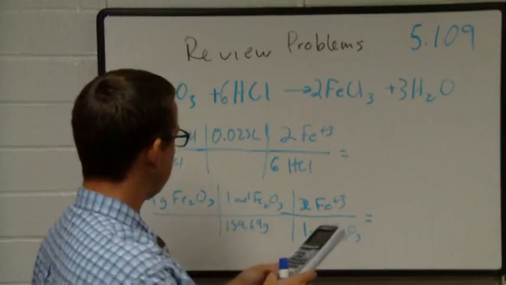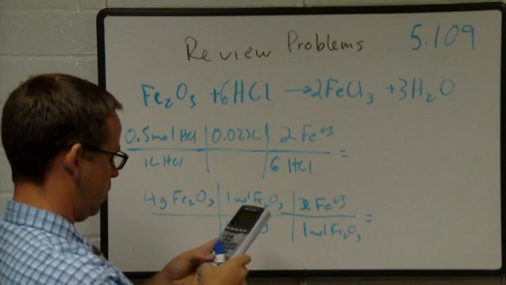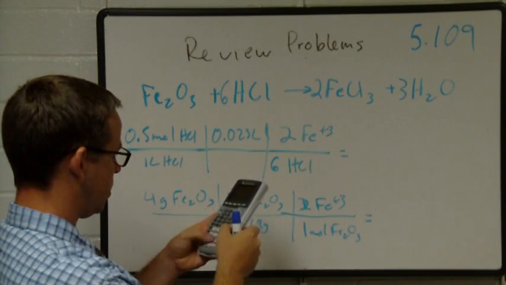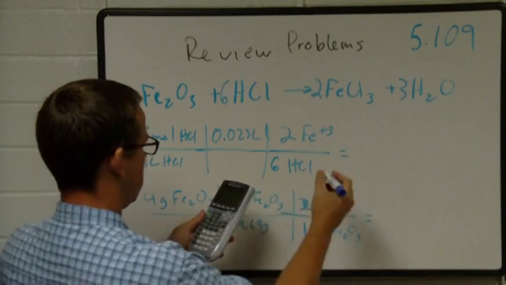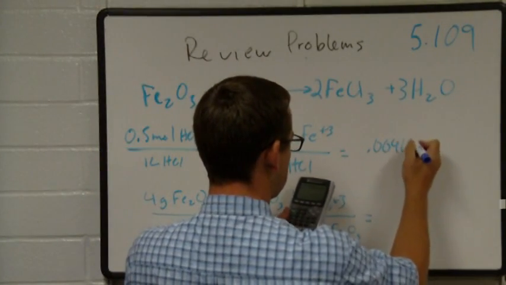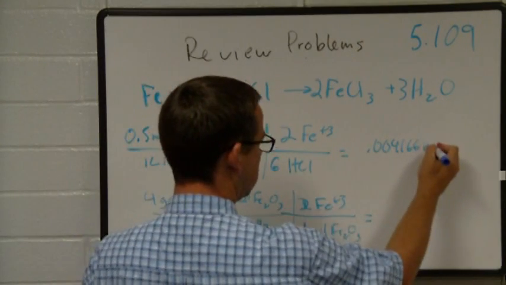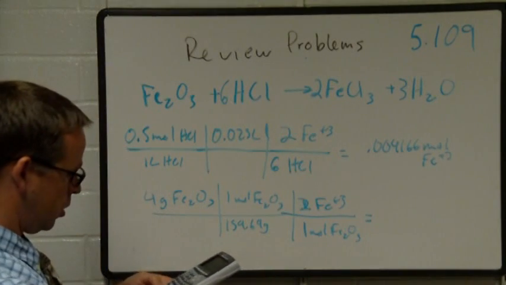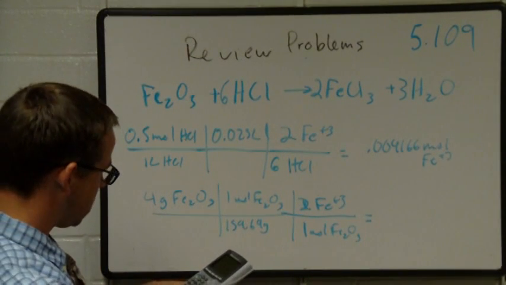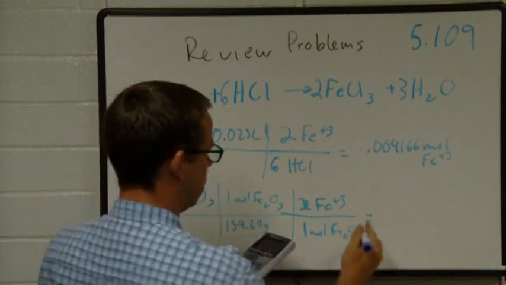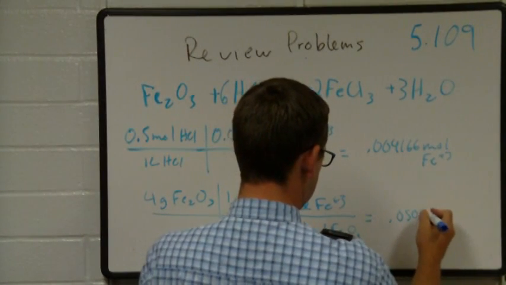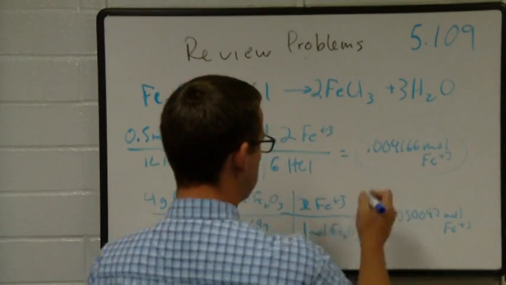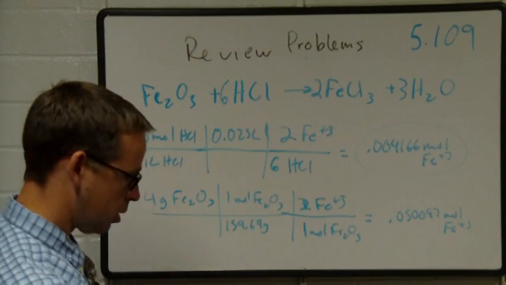So the first one here, 0.5 times 0.025 times 2 divided by 6. All right, so I'm getting 0.004166 moles of Fe+3. This one down here, 4 divided by 159.69 times 2, gives 0.050097 moles of Fe+3. So this first one is going to be the limiting reagent there.